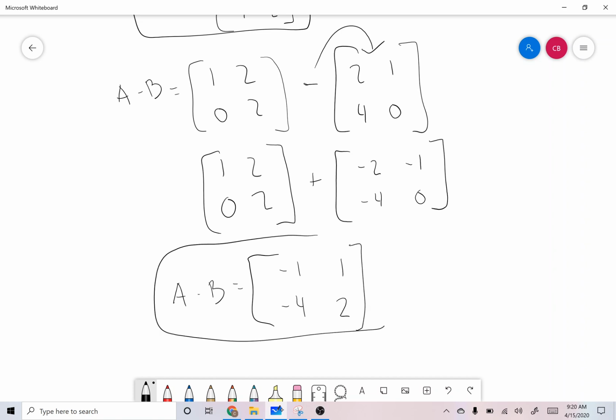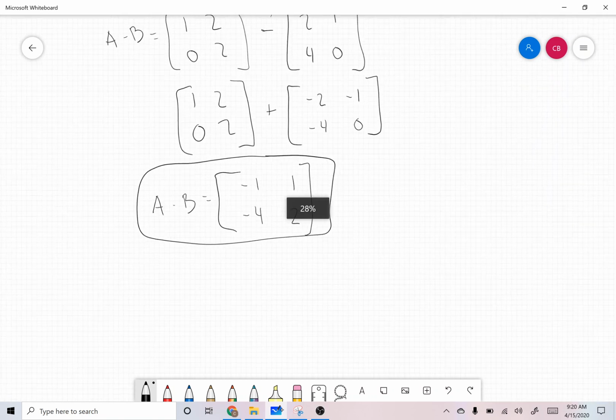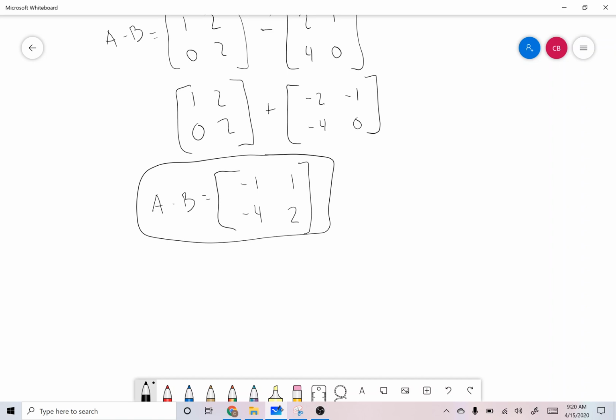Okay, and that's how you would do the addition and subtraction. It's pretty straightforward, and it's not anything you wouldn't expect. It gets a little bit trickier when you do multiplication and things like that. So I'm going to end this video here, and then I'll start the multiplication video in a second. Thank you, guys.